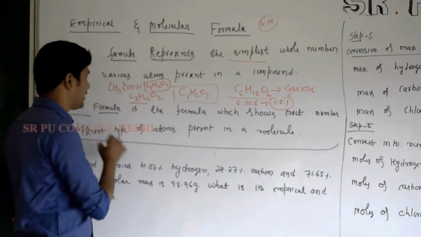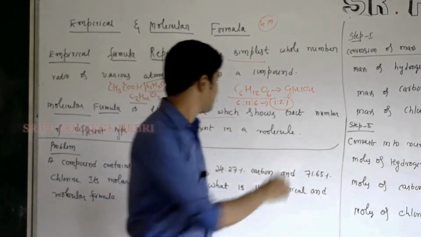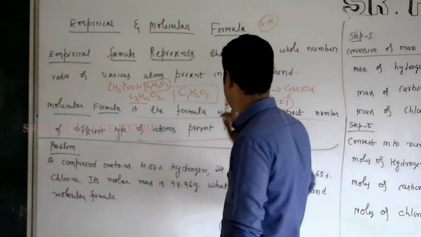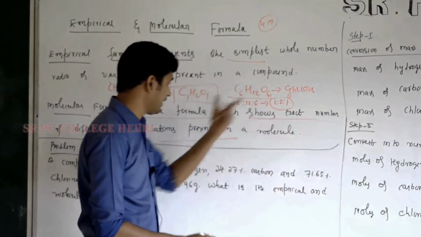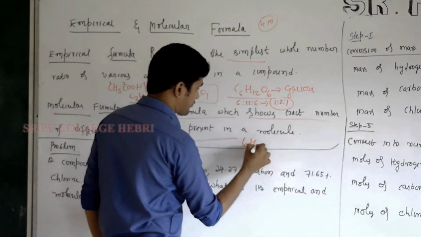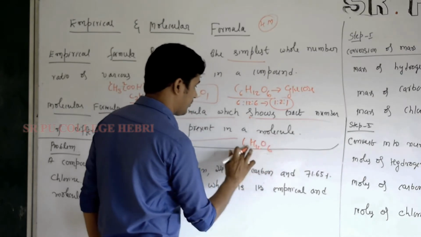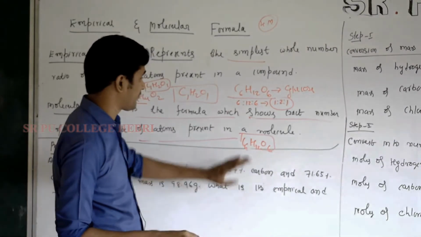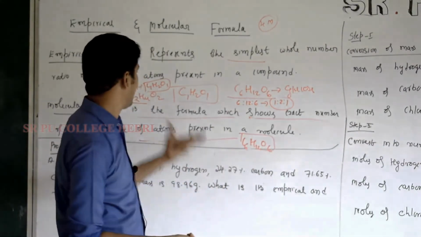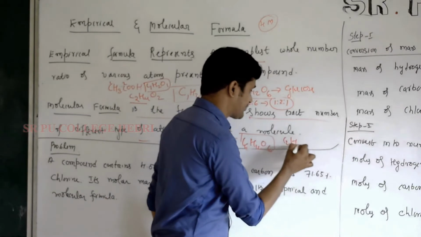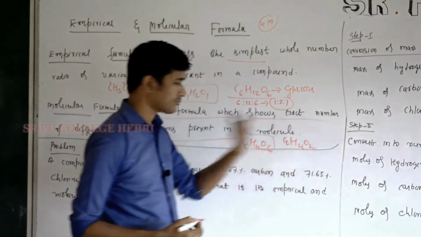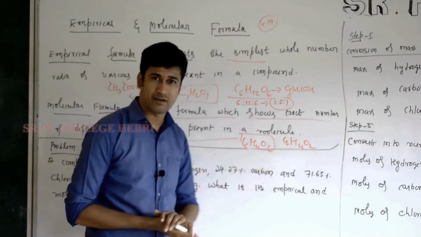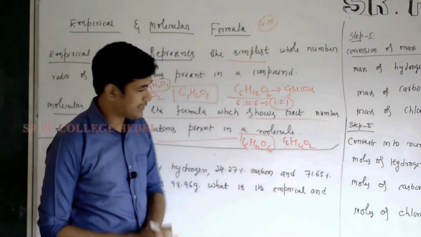What is molecular formula? Molecular formula is a formula which shows the exact number of different types of atoms present in the molecule. Again, C6H12O6. This is the molecular formula of glucose, because this will give you the exact number of different atoms present in the compound. Acetic acid, C2H4O2. This is the molecular formula of acetic acid, which gives the exact number of atoms of different elements present in the molecule.